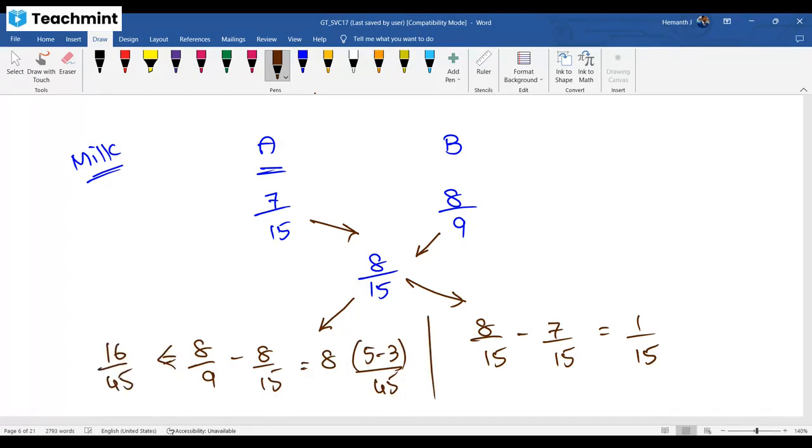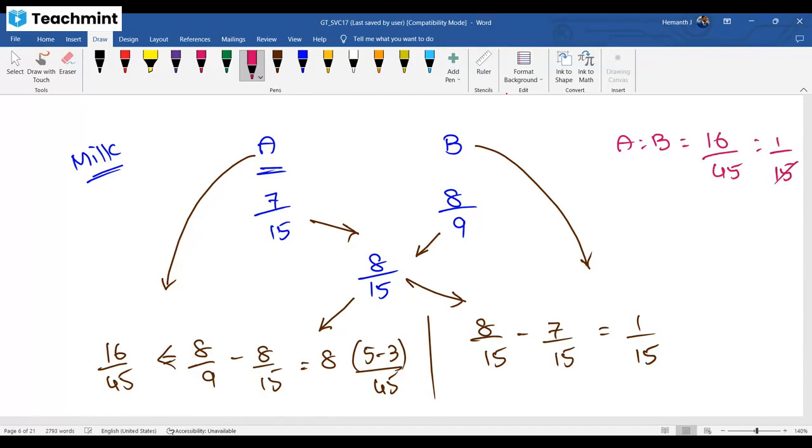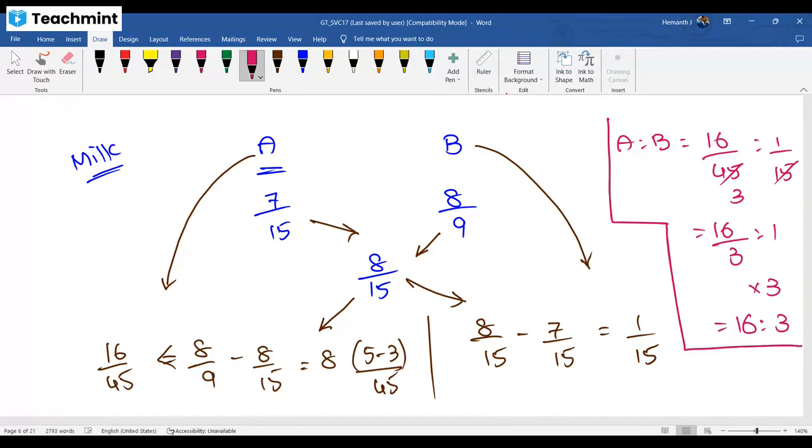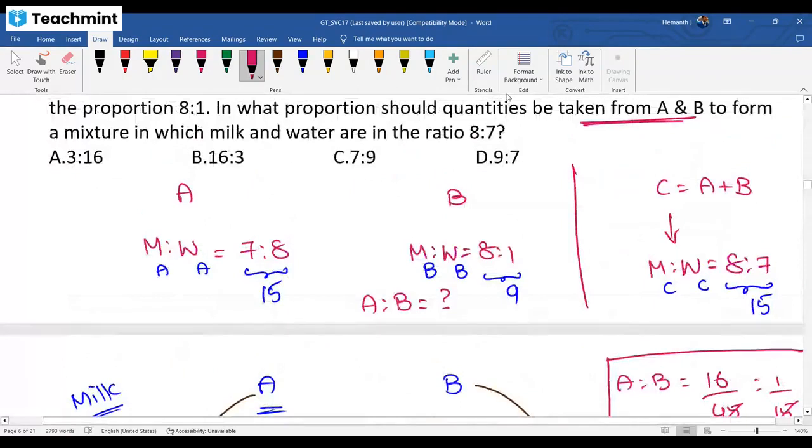So this is the ratio. This is related to A, this is related to B. How A and B mix: this is 1 divided by 45, here 1 divided by 15, that is 15 once, 15 three times. We want the ratio always as integers, so we multiply by 3. This is 16 and 3, my dear friends. How A and B are mixed is 16 and 3. From A, you take 16 parts. From B, you have to take 3 parts. Option B. Guys, check it out. This 16 and 3 is the answer.